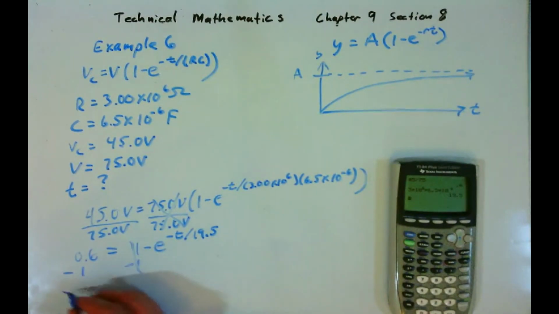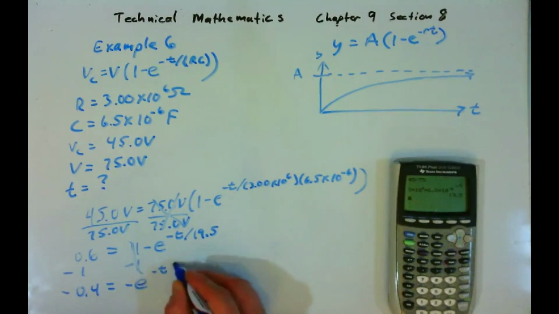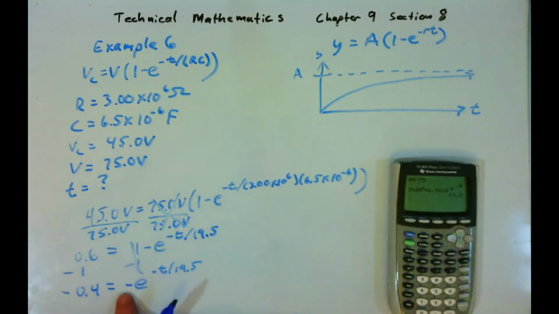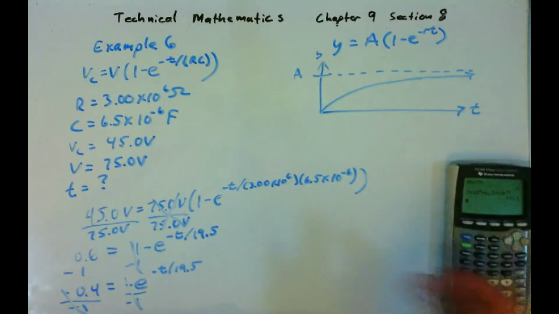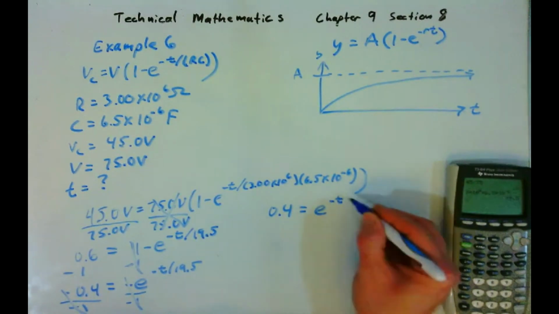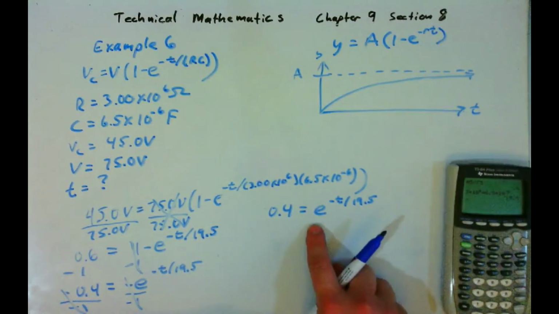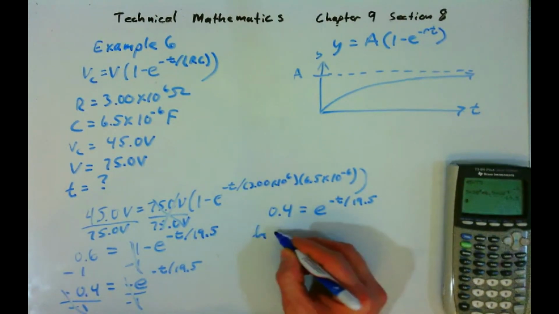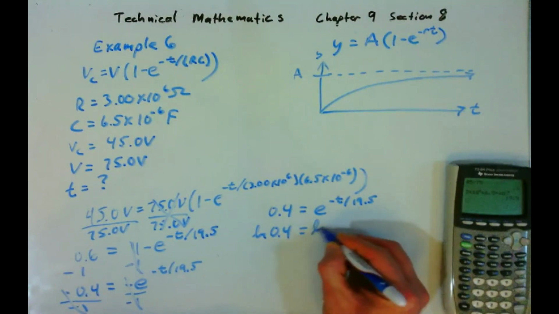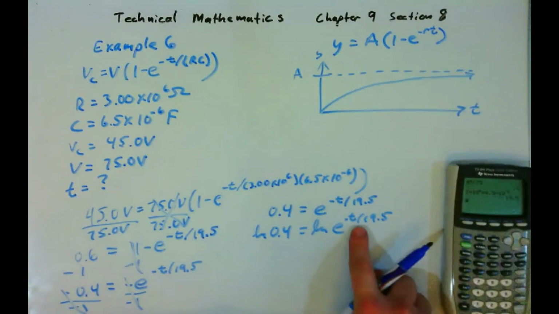These cancel, and we're going to be left with negative 0.4 is equal to negative e to the negative t over 19.5 power. I can divide both sides by negative 1, and that cancels the negative on each side, and so we get 0.4 is equal to e to the negative t over 19.5 power. And so now we can take the natural logarithm of both sides. The natural logarithm of 0.4 is equal to the natural log of e to the negative t over 19.5 power.